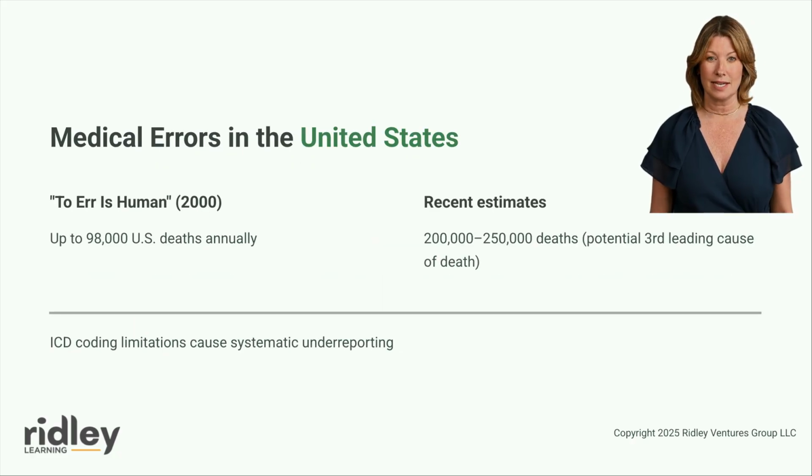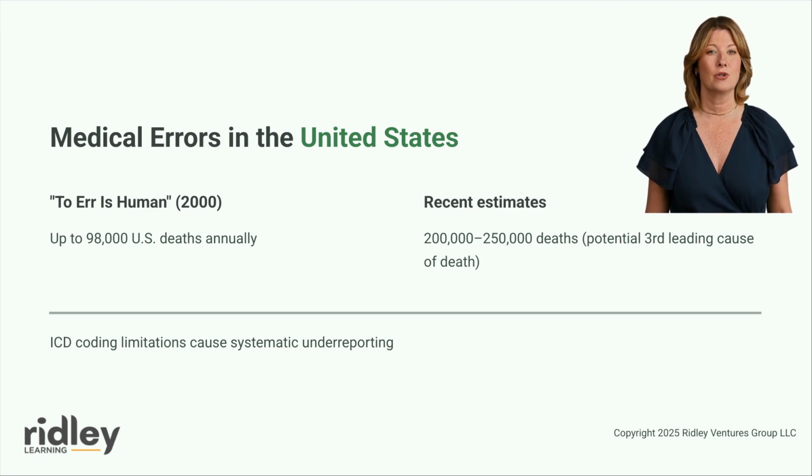Within the United States, the landscape is similarly concerning. The landmark 2000 report from the Institute of Medicine, now known as the National Academy of Medicine, titled "To Err is Human," first brought national attention to the issue, estimating that up to 98,000 Americans died each year due to medical errors. More recent studies suggest the number may be significantly higher. One analysis estimated that over 200,000 patient deaths annually were due to preventable medical errors, while another widely publicized study in 2016 placed the figure at over 250,000 deaths per year, which would make medical error the 3rd leading cause of death in the US, behind only heart disease and cancer.